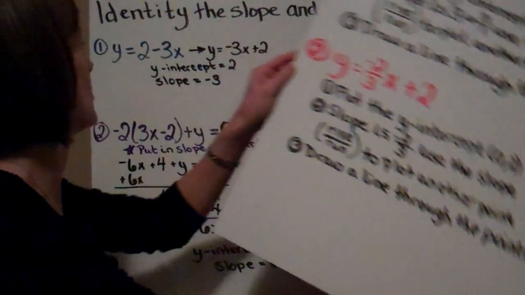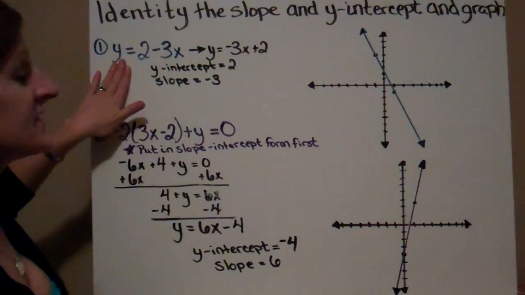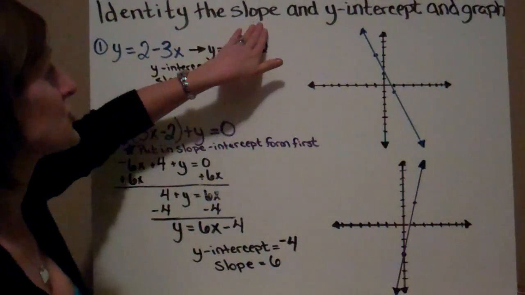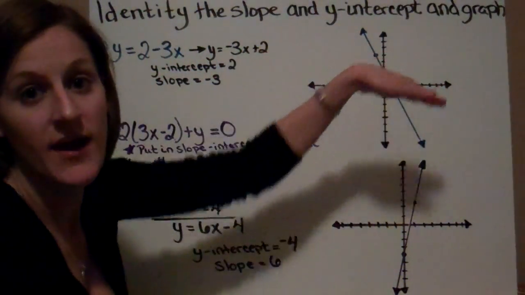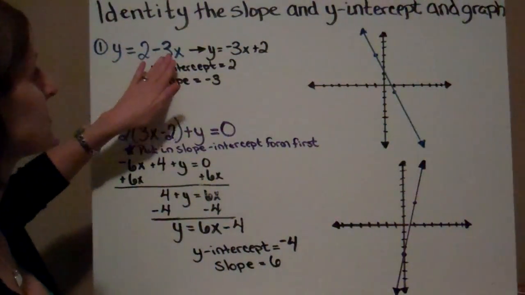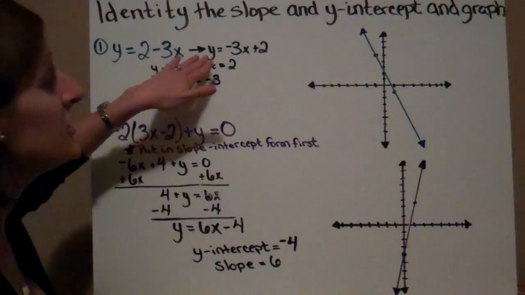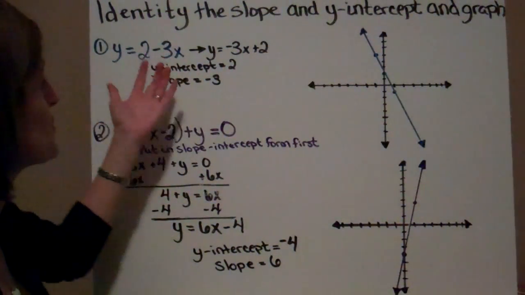Alright, let's look at another graph. We're going to first take this equation, find out our slope and our y-intercept, and then graph it, just like you did before. So I have y equals 2 minus 3x. This is not in slope-intercept form, okay? We need to do that first. And basically all you have to do is switch those two.